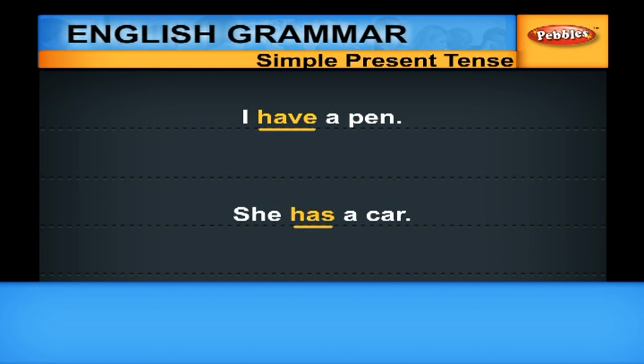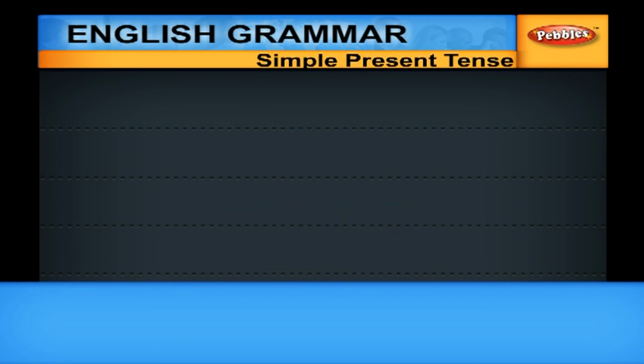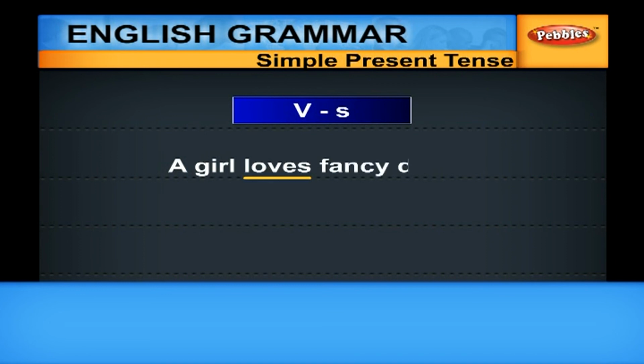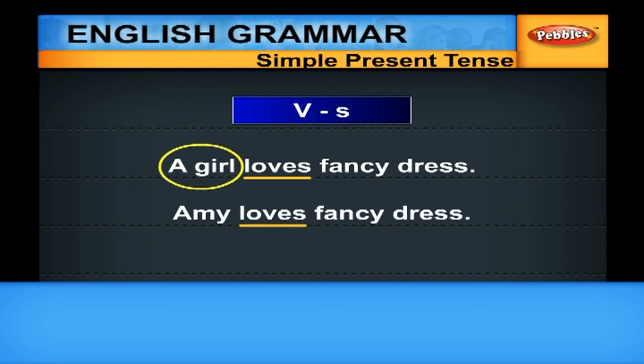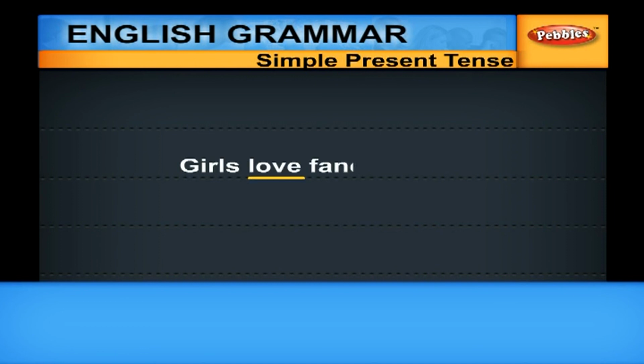When the noun is in the plural form, you have to use the base form of the verb, that is VO form. If the noun is singular, you have to use VS form. That is, you have to add S to the base verb. A girl loves fancy dress, or Amy loves fancy dress. It is a singular subject. We are using VS form. Girls love fancy dress. It is a plural subject and we are using VO form.